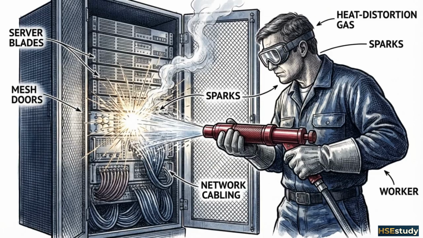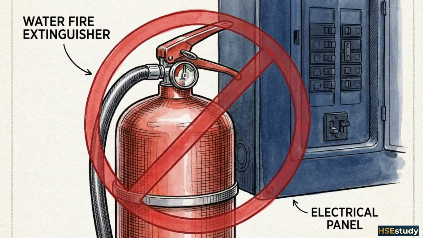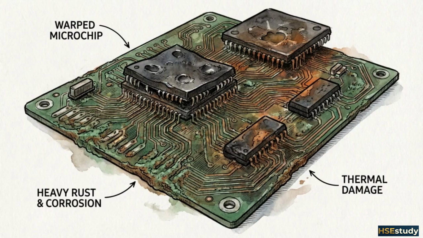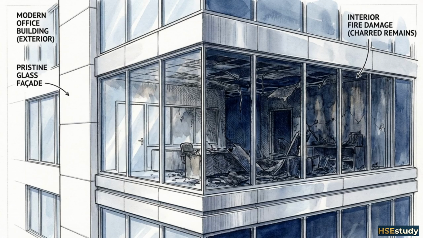Fighting the fire while electricity flows requires non-conductive suppression agents to protect both the operator and the hardware. In these environments, continuous electrical energy turns traditional fire suppression into a deadly liability. Sprinklers leave behind corrosion and ruined motherboards. For zero downtime operations, saving the building is useless if the internal hardware is destroyed.